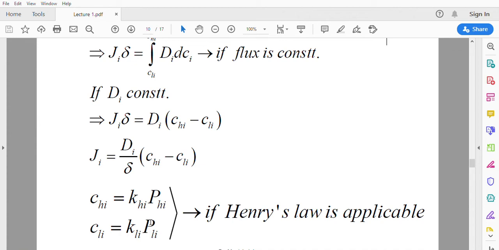This is Henry's law. So here PLI is the pressure of component I at the permeate side, and KLI is the Henry's constant of component I at the permeate side. KHI and KLI are generally a function of temperature only if your pressure difference is not very high. But if the pressure difference is very high, then KHI and KLI may become a function of pressure also. So KHI and KLI may be equal if the pressure difference is not very large. If the pressure difference is very large, then both are different.